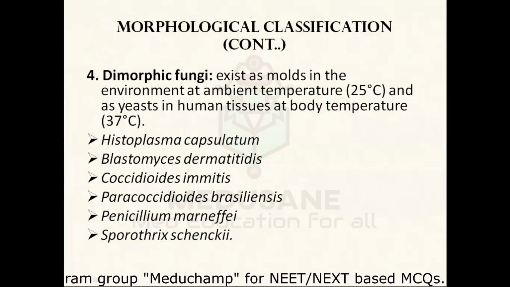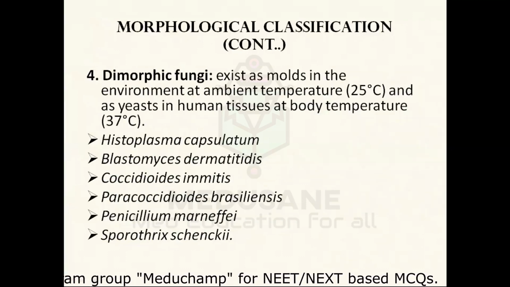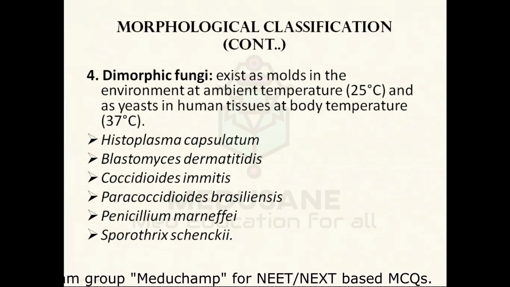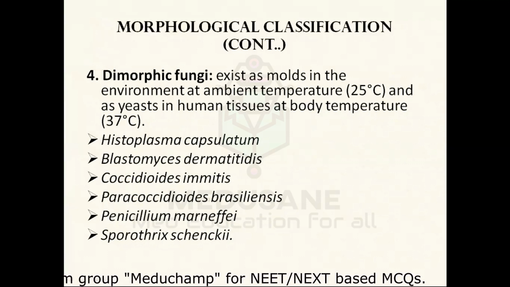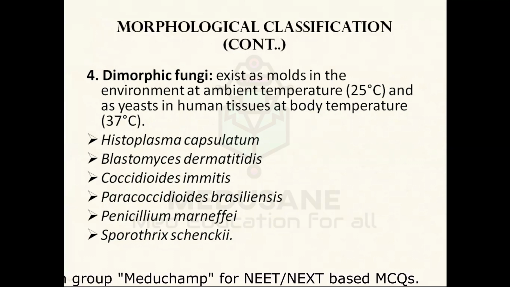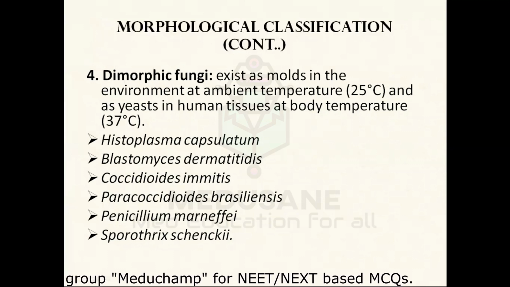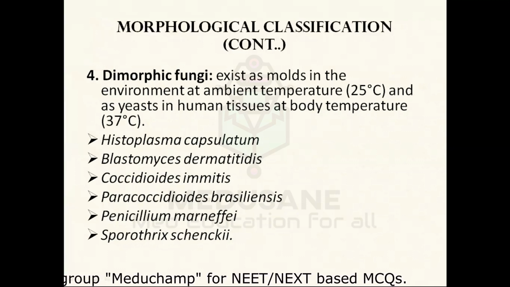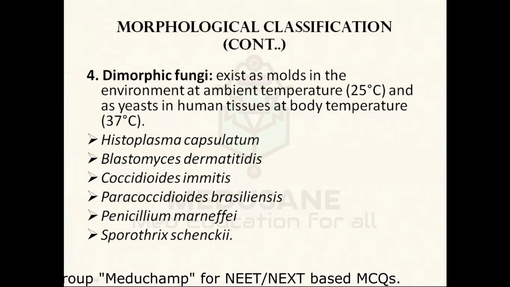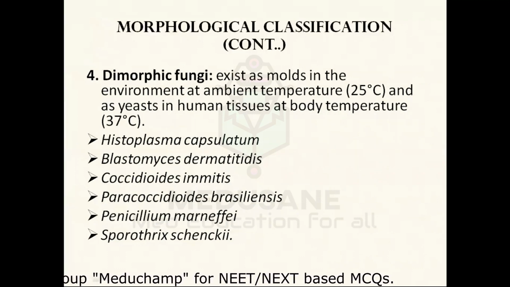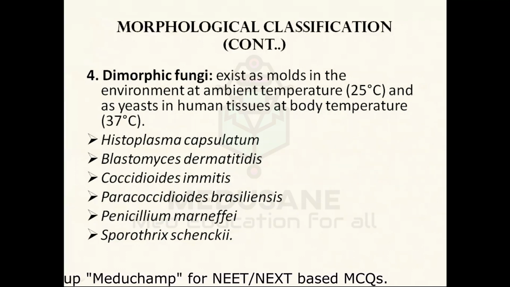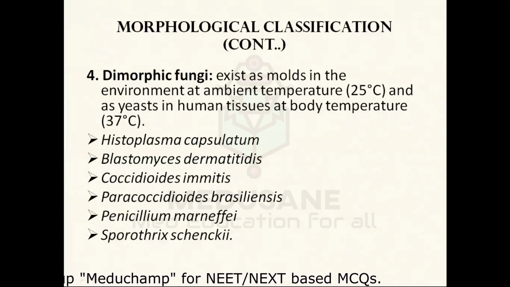Then the fourth one is very important: dimorphic fungi. Dimorphic fungi are fungi which grow at two ambient temperatures, 25 degrees Celsius and 37 degrees Celsius. At 25 degrees Celsius, the fungus exists in the mold form. At 37 degrees Celsius, it exists in the yeast form. Dimorphic fungi is a very important short note for PG as well as UG students.